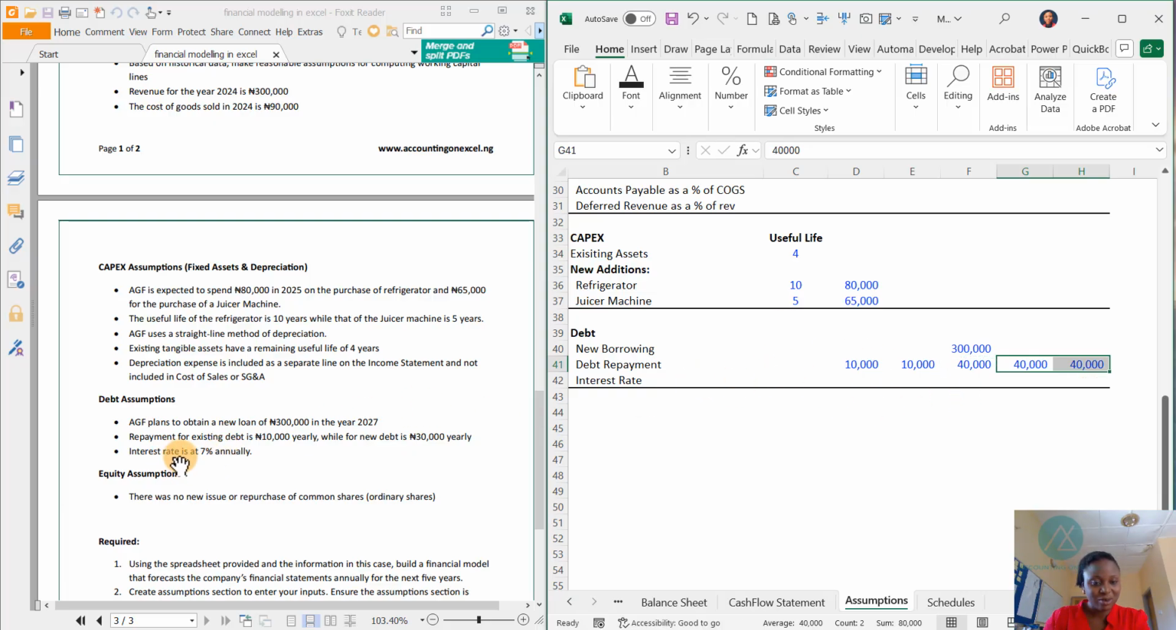So it says interest rate is 7% annually. So we'll just put our 7%. Let me just copy and here we go and we paste it. Good. So that is it for that.